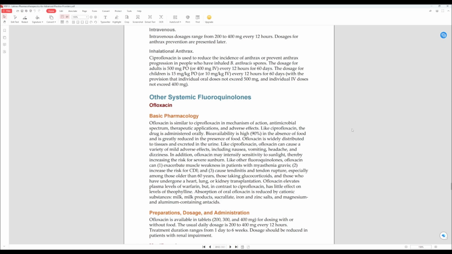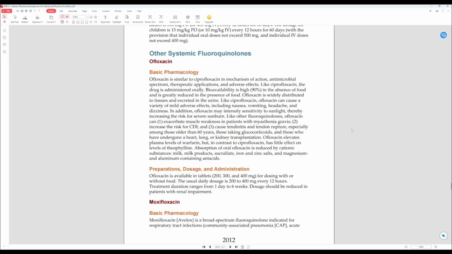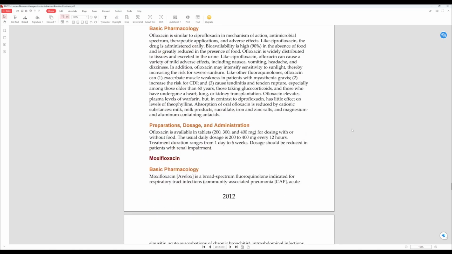For other systemic fluoroquinolones, we do have other medications, such as ofloxacin. Ofloxacin's basic pharmacology is very similar to that of ciprofloxacin in mechanism of action, antimicrobial spectrum, therapeutic application, and adverse effects. Again, similar to ciprofloxacin, the drug is administered orally. Its bioavailability is very high at 90% in the absence of food and is greatly reduced, however, with the presence of food. Ofloxacin is widely distributed to tissues and excreted in the urine.